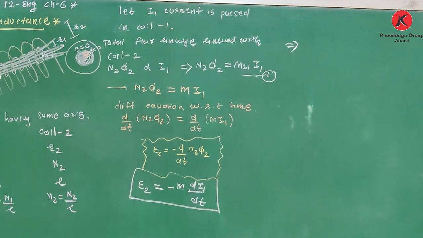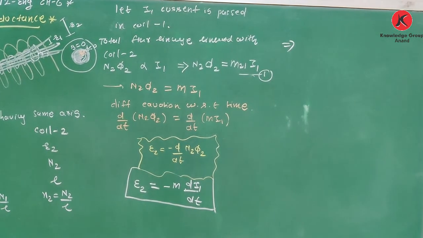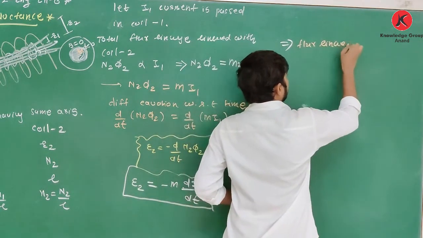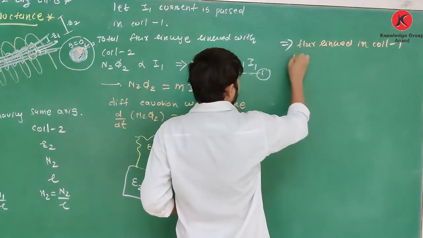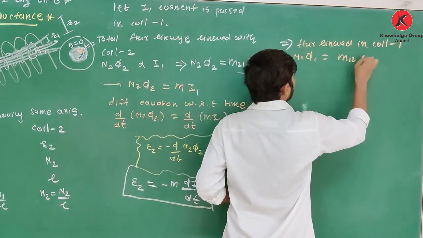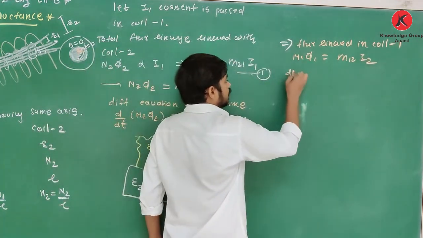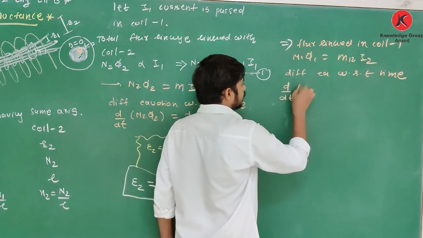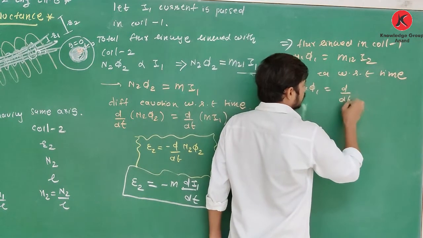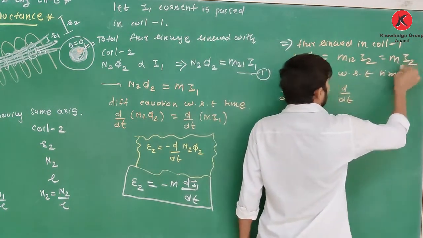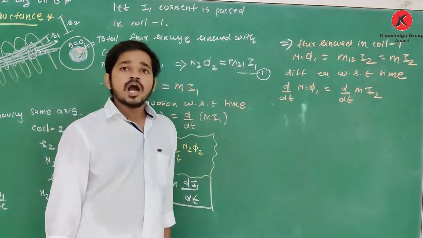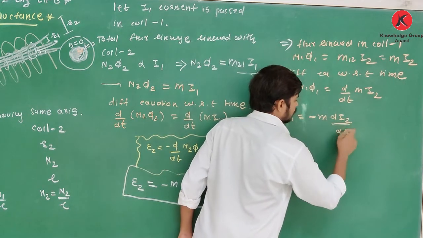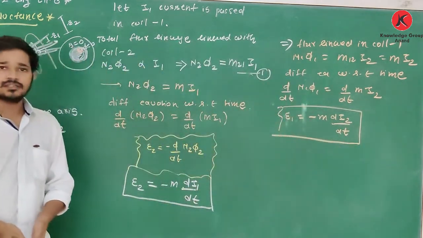Similarly, if current I2 is passed in coil 2, then what is the flux linkage with coil 1? The flux linkage in coil 1, N1 phi 1, is equal to M12 I2. Yes or no? Yes, it is. Again, if we differentiate this equation with respect to time, we get d upon dt of N1 phi 1 is equal to d upon dt of M I2, where I can replace M12 by only M. So again, according to Faraday's law, E1 is equal to minus M di2 upon dt. Clear about this?